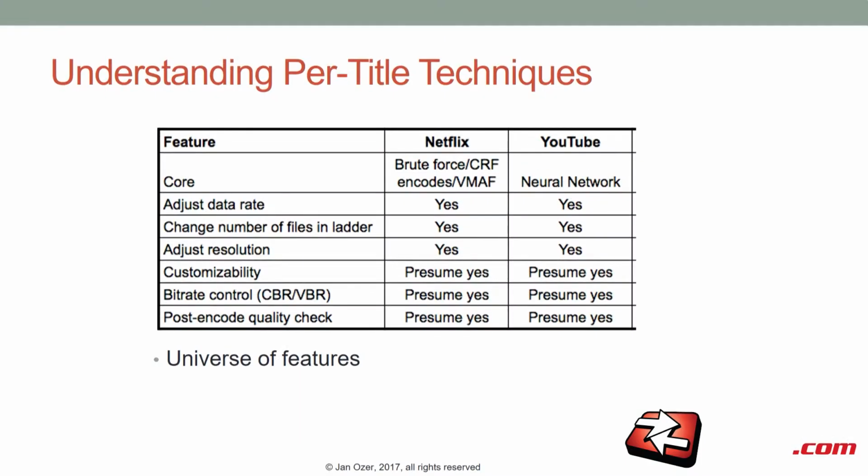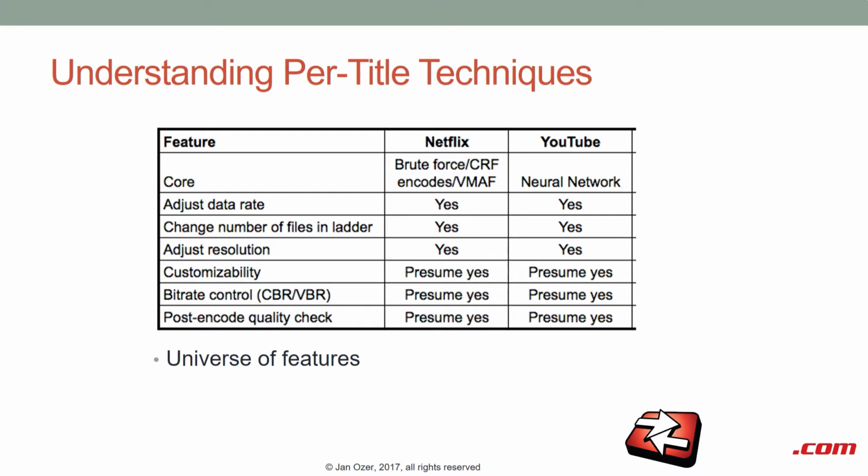So let's briefly take a look at the types of adjustments that are available in per-title encoding techniques. And this is Netflix and YouTube's implementations. Netflix's implementation is, I call it a brute force implementation. Basically, they just encode each file hundreds of different ways, measure the VMAF quality using the VMAF quality metric that they use, and figure out the best combination of resolutions and data rates to serve their customers. Very brute force. YouTube can't do that.